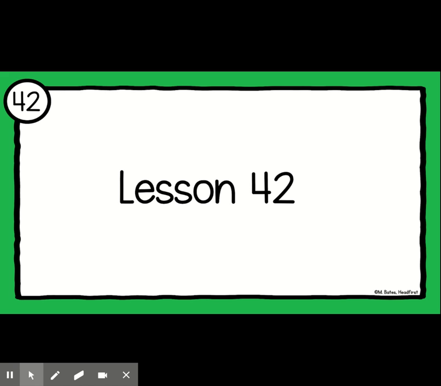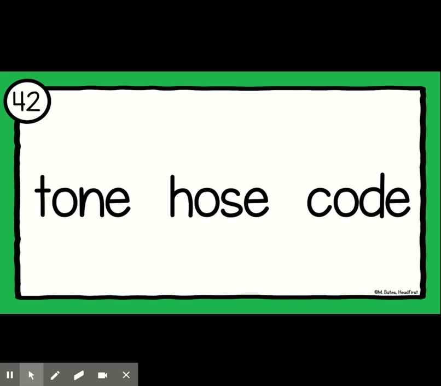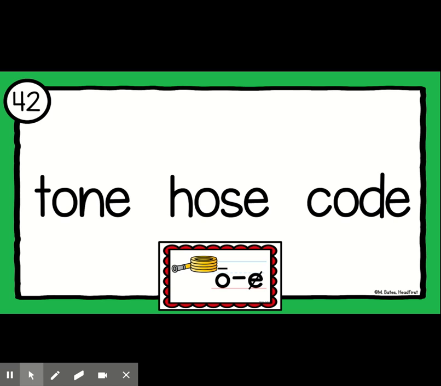Let's learn some more about sneaky E. Echo these words and listen for the sound that's the same in the middle. Tone, hose, code. What do you hear in the middle of tone, hose, code? I hear an O sound. Do you see the O? It's saying its long sound. That's because of the sneaky E. Each of these has a sneaky E at the back. That's making the O say its name.